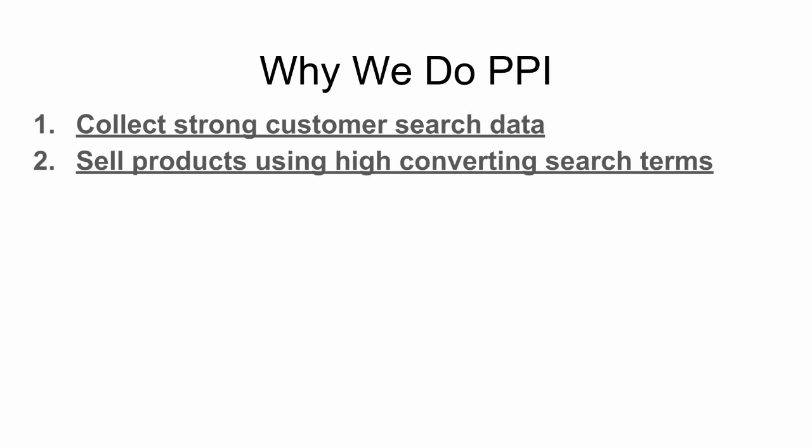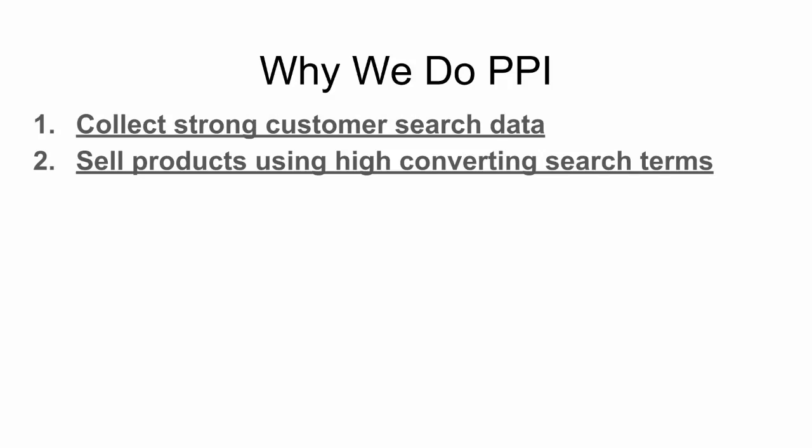All right, so the real question is, why do we do PPI? This is very, very important, and it may seem like repeating ourselves, but I do think it's very important to talk through why we do the PPI method. The number 1 reason is we want to collect strong customer search data. Now, you might be saying, but Brett, I also want to sell product, right? I get it. I hear you. I totally understand. But remember, the number 1 reason why we do PPI is to first collect the data.